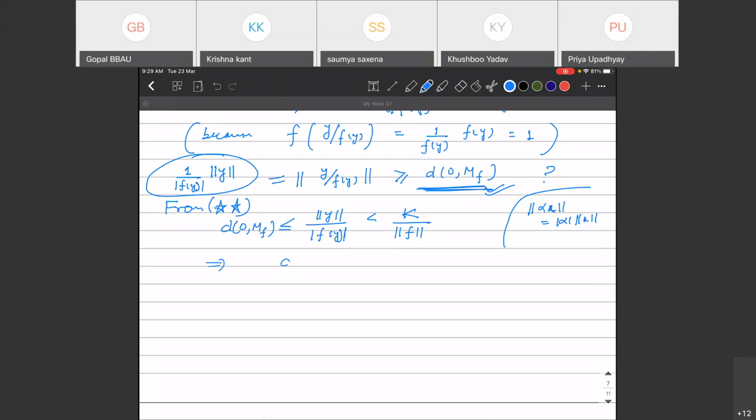So what you get is d0(M_f) is less than k by norm f, and this is true for all k greater than 1. Correct? Yes. Now take k approaches 1. So what you get? You get d0(M_f) is less than or equal to 1 by norm of f.